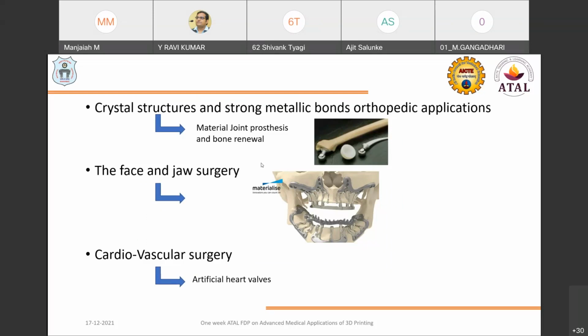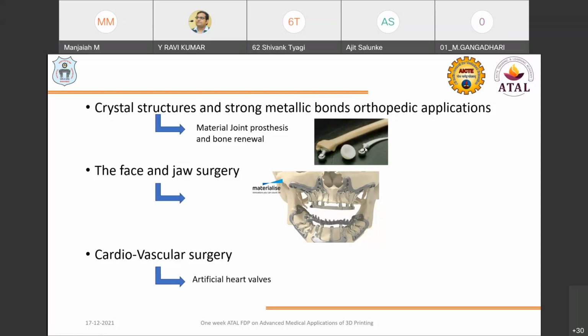If you see some of the examples here, where the crystal structure and the strong metallic bonds matter in orthopedic applications, like vertebral joint prostheses and bone renewal, wherever we have hip implant failures, we replace with titanium materials, and highly strong metallic bonding should be there in orthopedic applications.